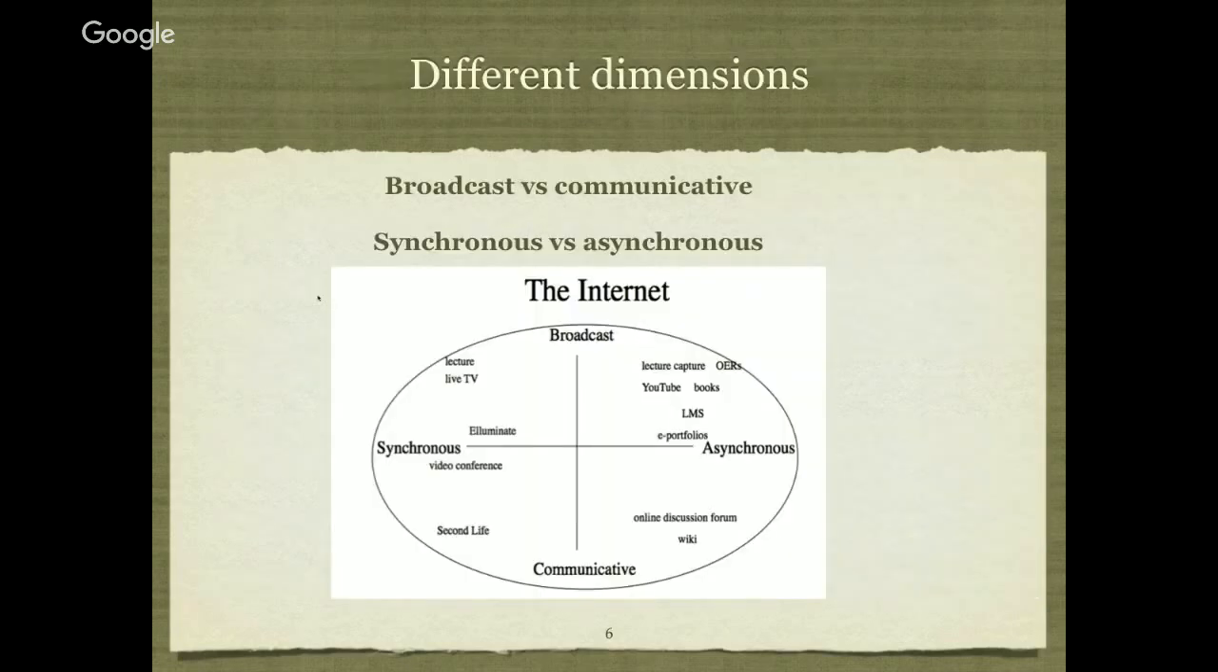And if we look at media, they tend to have different dimensions. Two of the most important for education are the distinction between broadcast media and communicative media. A broadcast media is one-to-many. You could say a lecture is a broadcast because it's one-to-many, unless you've got questions and discussion coming back. Whereas the telephone is a communicative technology. The power is equally distributed between the different users at the other end. And as I said, it's a dimension. Some things are both. They can be used as broadcast or communicative.